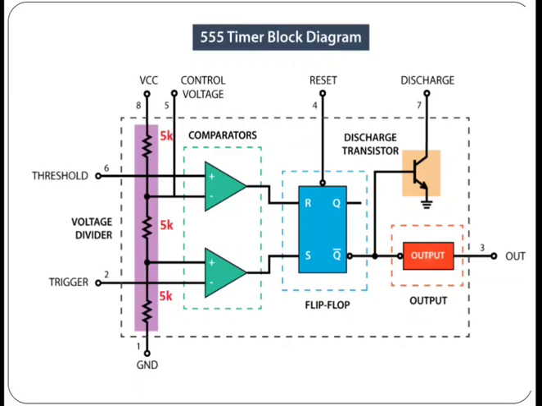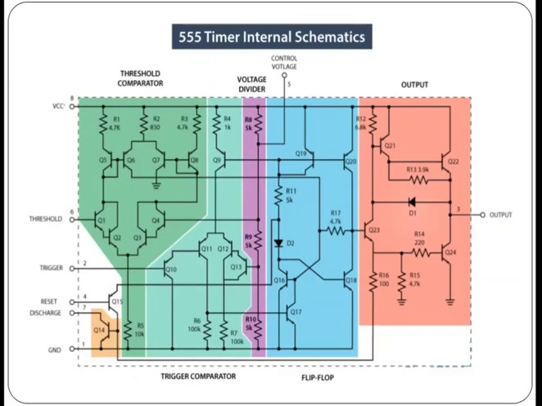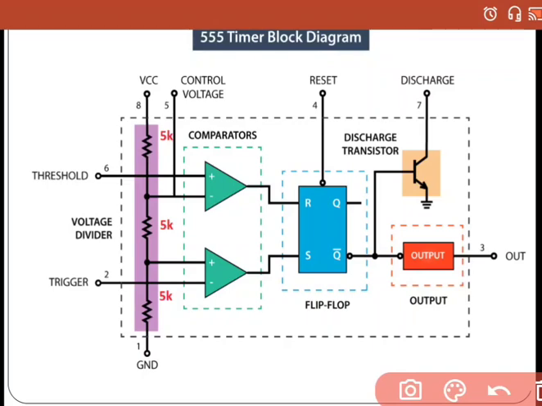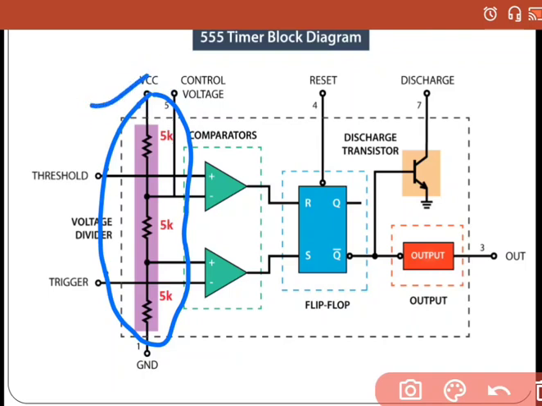Now consider here, 3 resistors of 5 kilo ohm each are connected in series, and one point is connected to the VCC and the other point is connected to the ground. So this is making a voltage divider circuit.